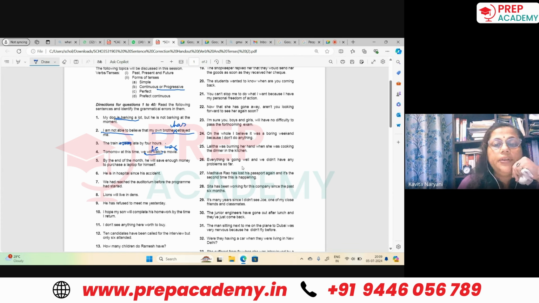Gauri. His personal locker was opened and his documents stolen. So his personal locker was opened and his documents were stolen. So what was the action done before and followed by the action? Documents were stolen, but the personal locker had been opened, no? His personal locker, what happened? Had been opened. First the locker will be opened, after that the documents will be stolen, no? So his personal locker had been opened and his documents were stolen.